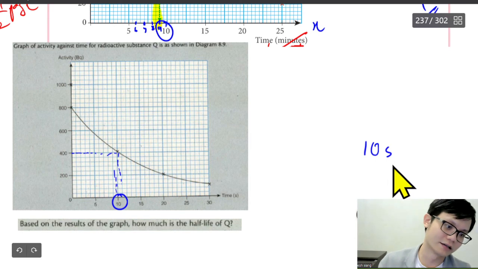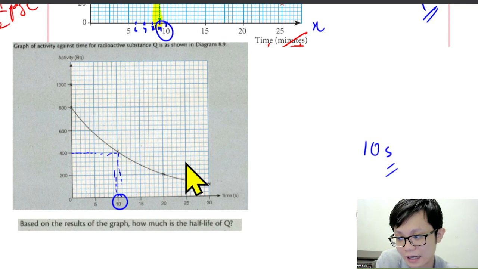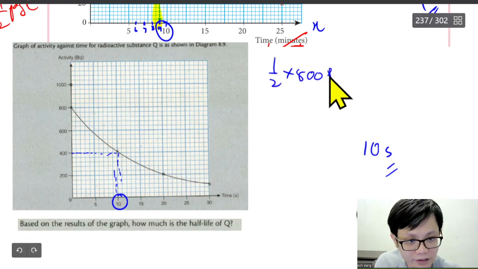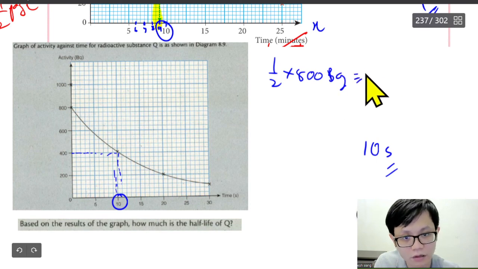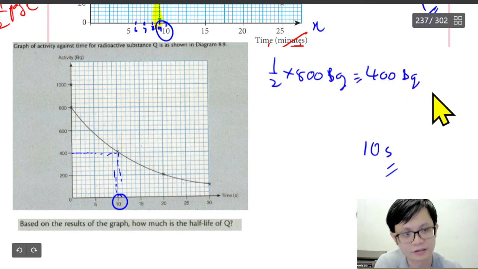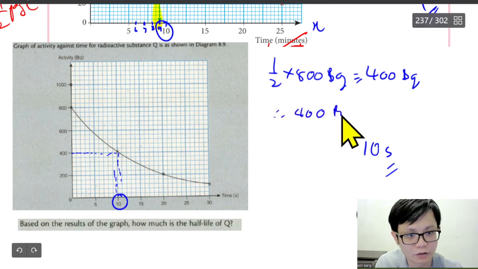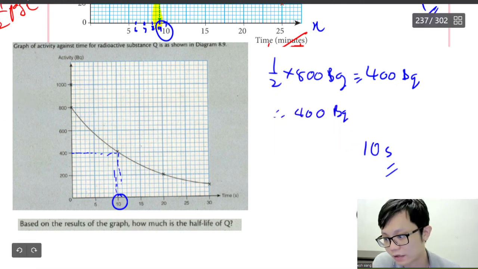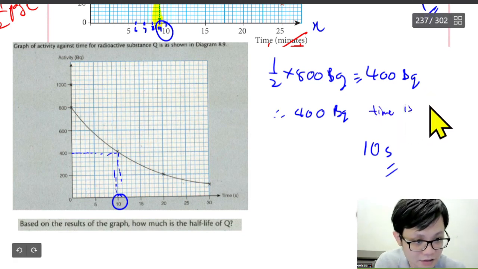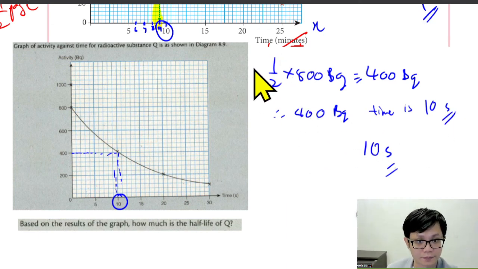But of course we don't write the answer as just 10 seconds. You just do some working. So maybe you just write half times 800 Bq equals 400 Bq, something like that. You just do some working, and then maybe you can write 400 Bq, time is 10 seconds. Okay, something like that. If you want to do working 1, working 2.